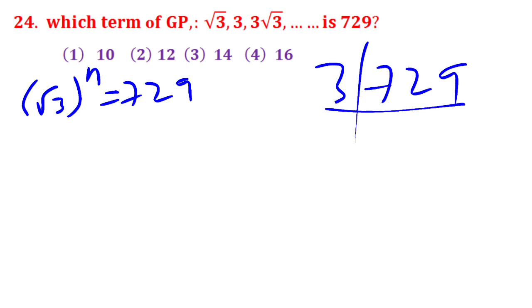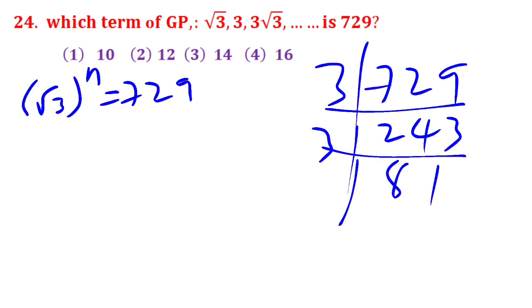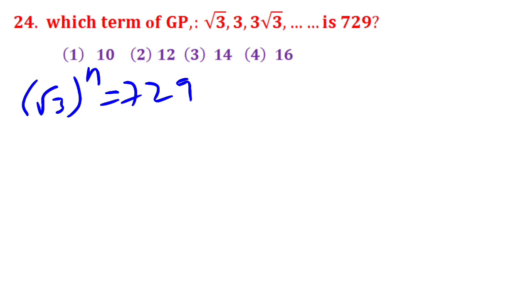Like this, 3 ones are, so 3 2s are 6, 3 4s are, 3 3s are, next 3 8s are, 3 1s are. So 729 is equal to, the exponential form is 3 to the power of 6. So root 3 whole power n equals 3 to the power of 6.